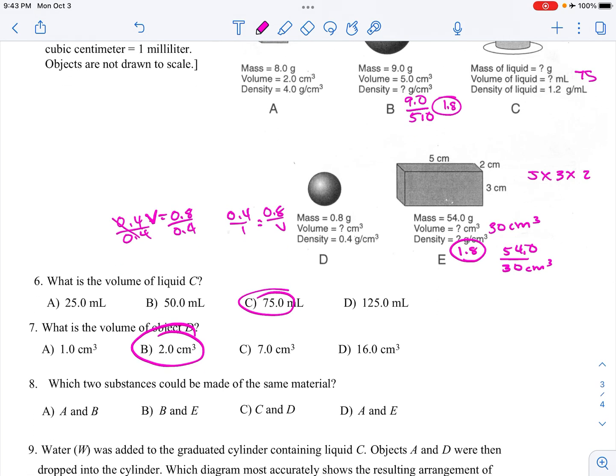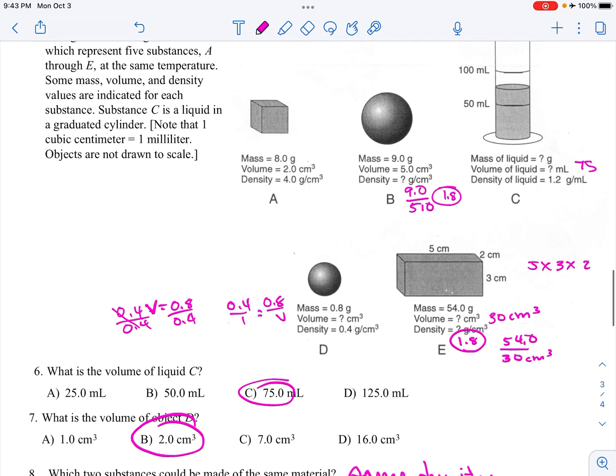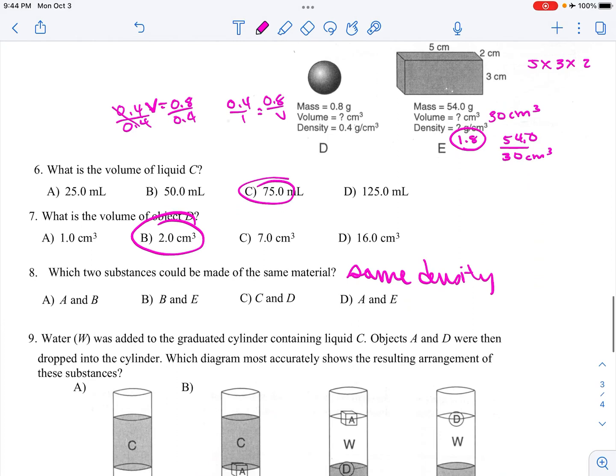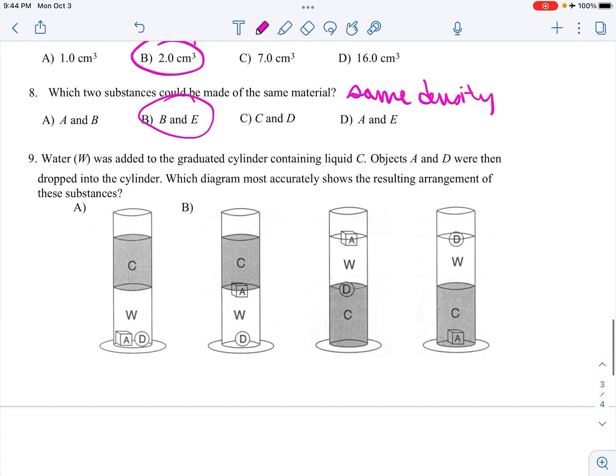Which two substances could be made of the same material? So we're looking for the same density. So 4, 1.8, 1.2, 1.4, 1.8. So B and E.